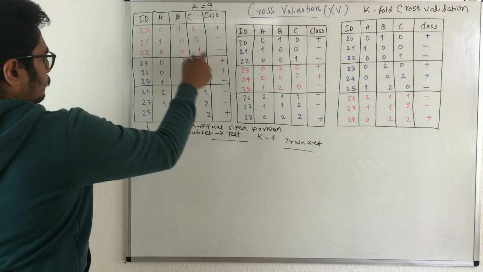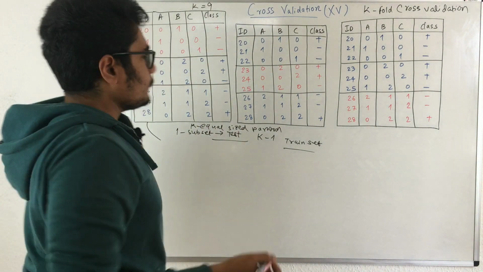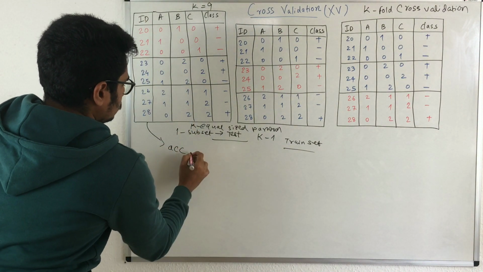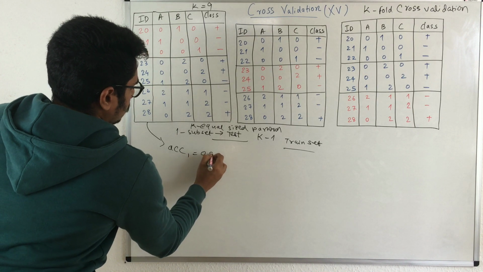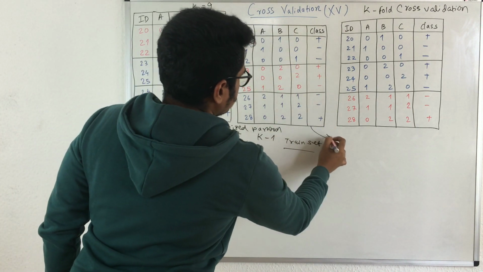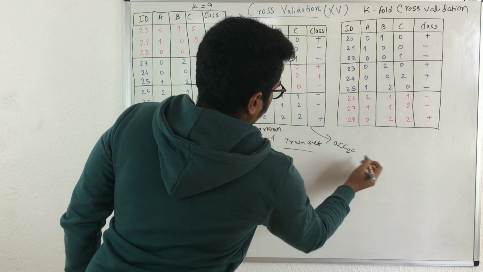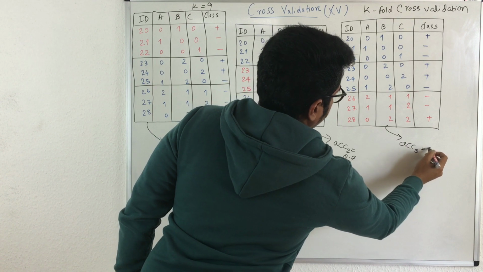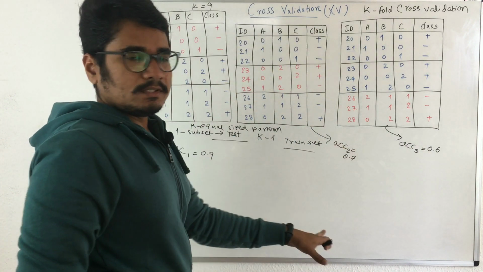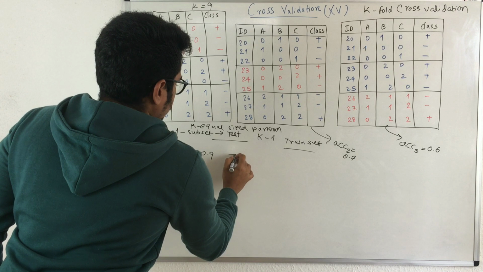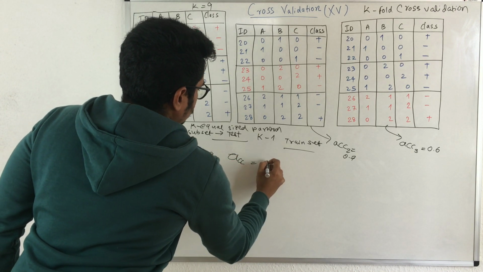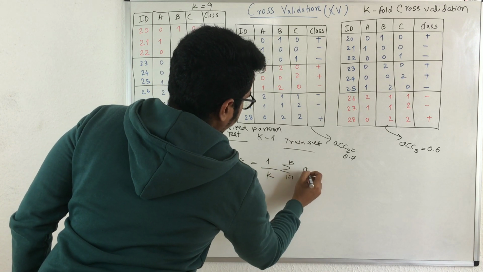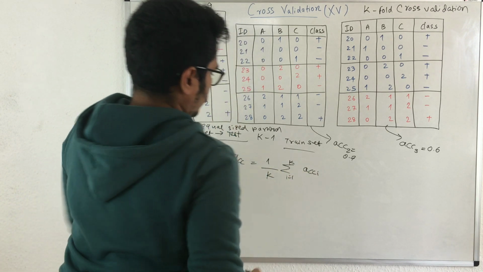With the training data, you just run the model, and the performance is evaluated on the test set, and you get some accuracy. Say for the first you have an accuracy of 0.9, for the second, for example, an accuracy of 0.7, and for the third an accuracy of 0.6. After this it is averaged using the formula ACC equals 1 upon k times the summation of i from 1 to k of ACC of i.